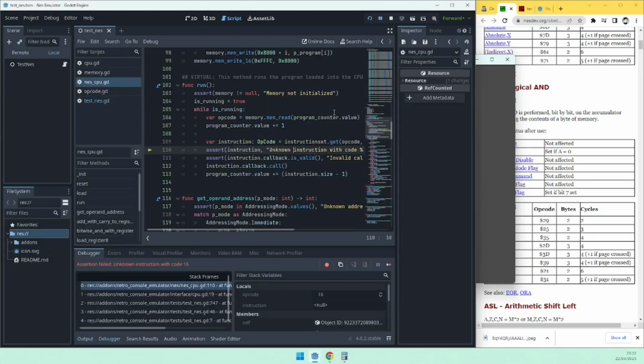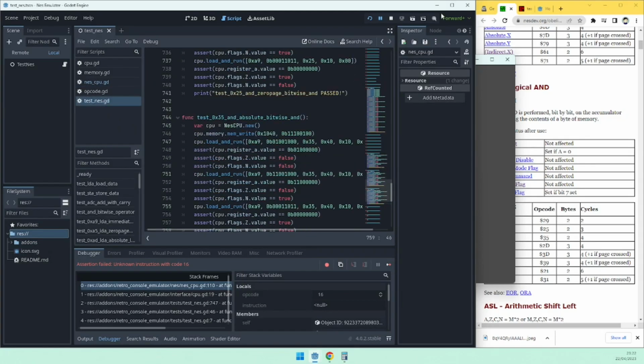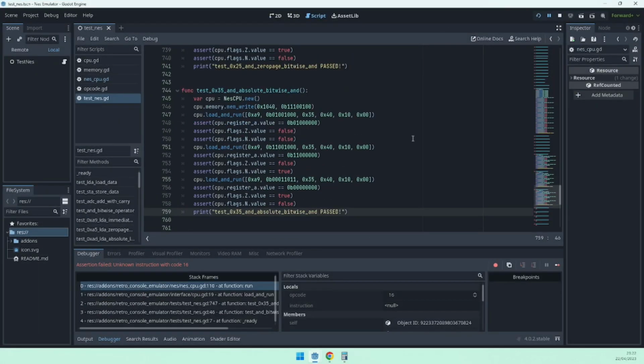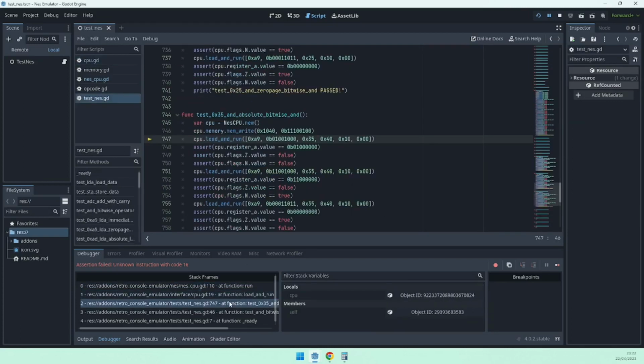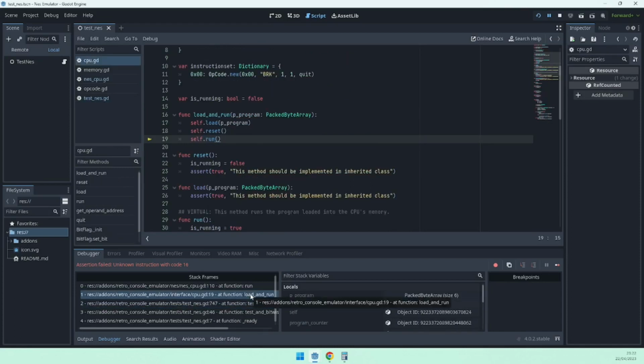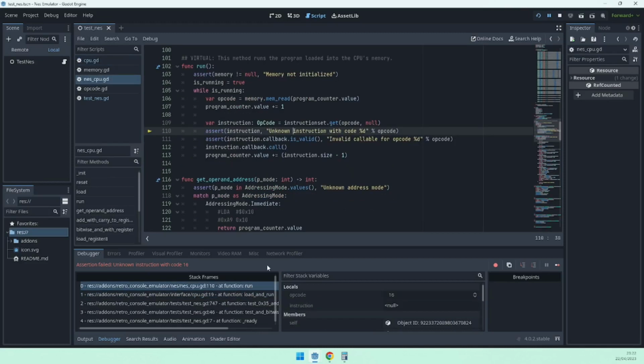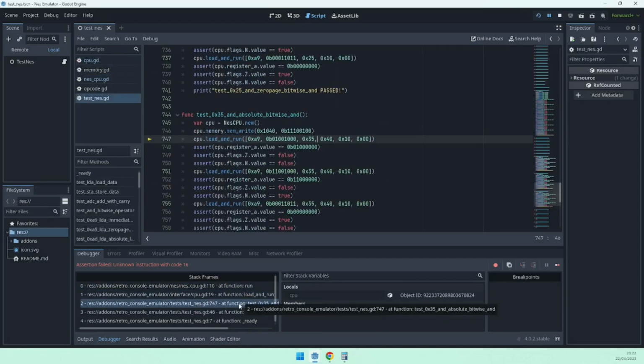Let's test it. And it did not pass. I did something wrong. 1040, 40, 10. What did I do wrong? I loaded. And what am I trying to load? It's trying to run the opcode 16. Why is absolute not taking 2 bytes?